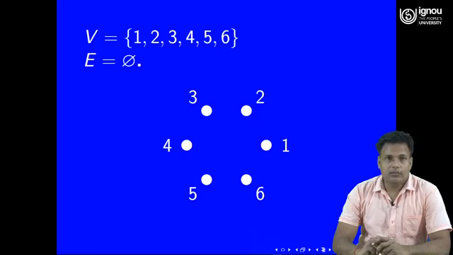There is another example which has the same vertex set 1, 2, 3, 4, 5, 6, but in this case the edge set is empty. We can see that there is no edge in this graph. So it only has the vertices.